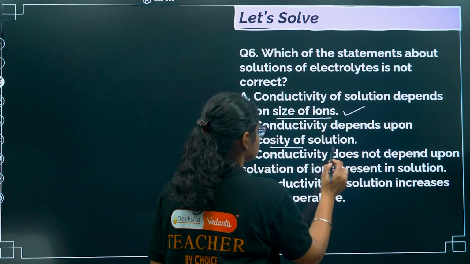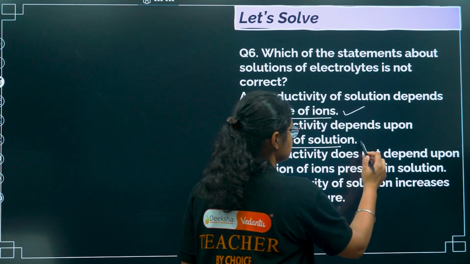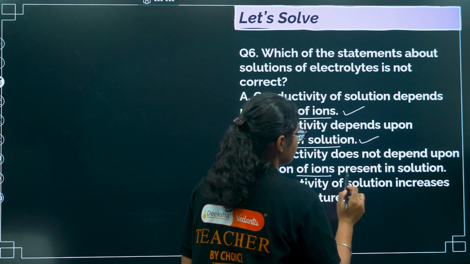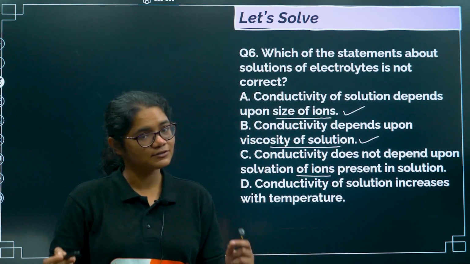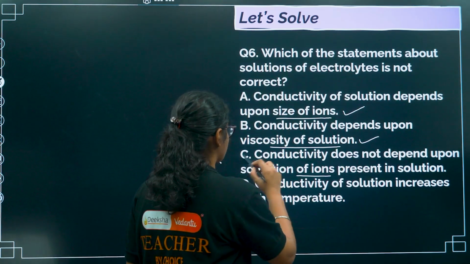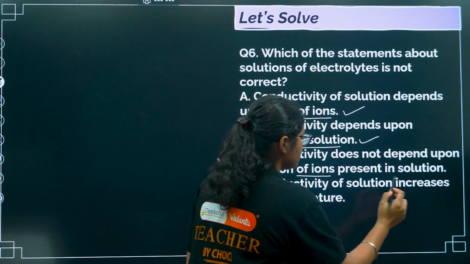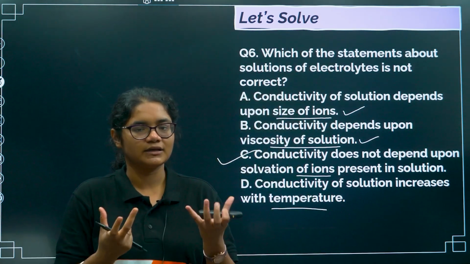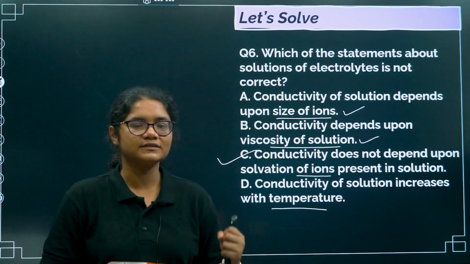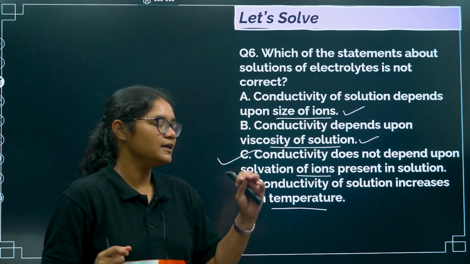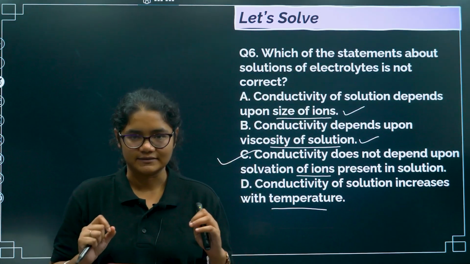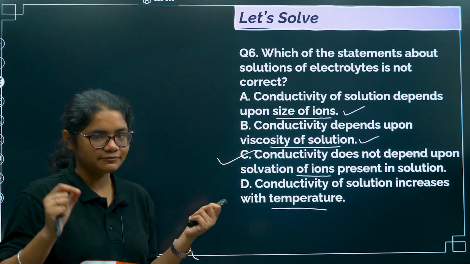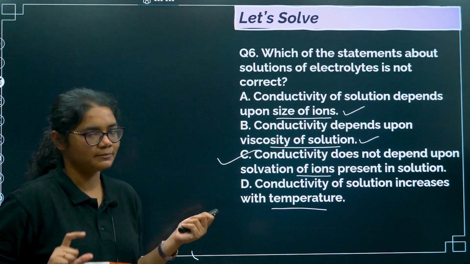Conductivity depends on the viscosity of the solution. Just now we discussed it depends, so that is also correct. Conductivity does not depend on the solvation of the ions. I told you it depends on the solvation of the ions, so this statement is wrong. Next, conductivity of the solution increases with temperature. When the temperature increases, the ions move faster and conduct electricity faster, so conductivity increases. So you have to remember these small points about these factors.